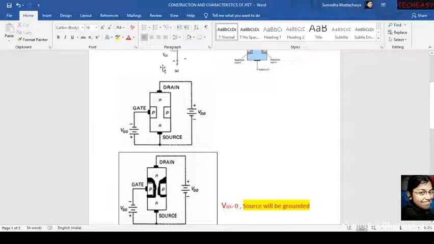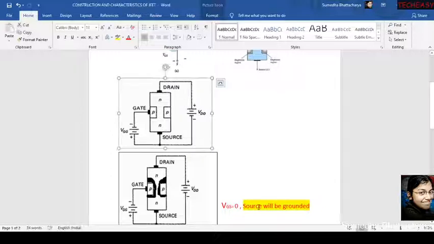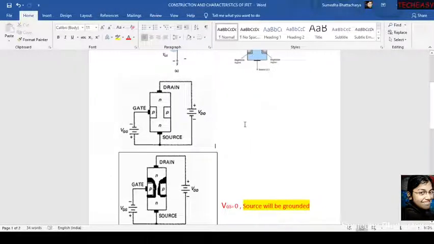Now, there the current flows from drain to source. So the direction of current will be from drain to source, in this direction. And the current is called ID, the drain current, because it is flowing through the drain to source.